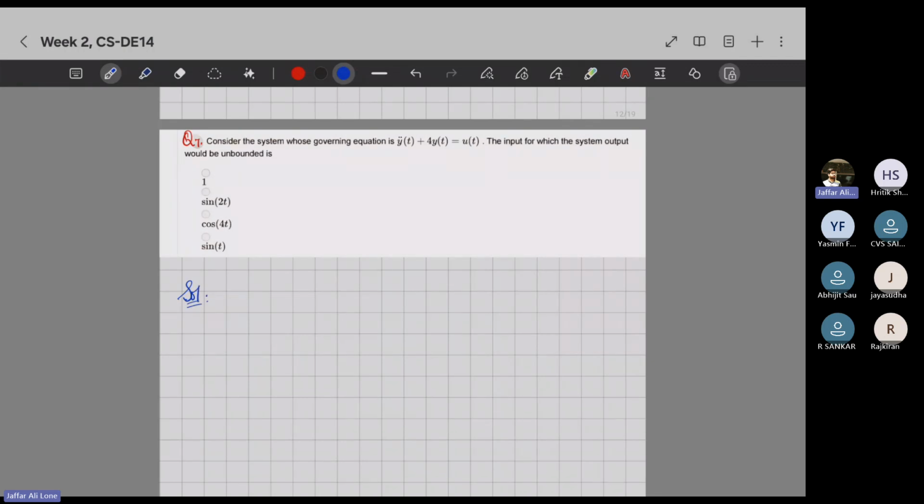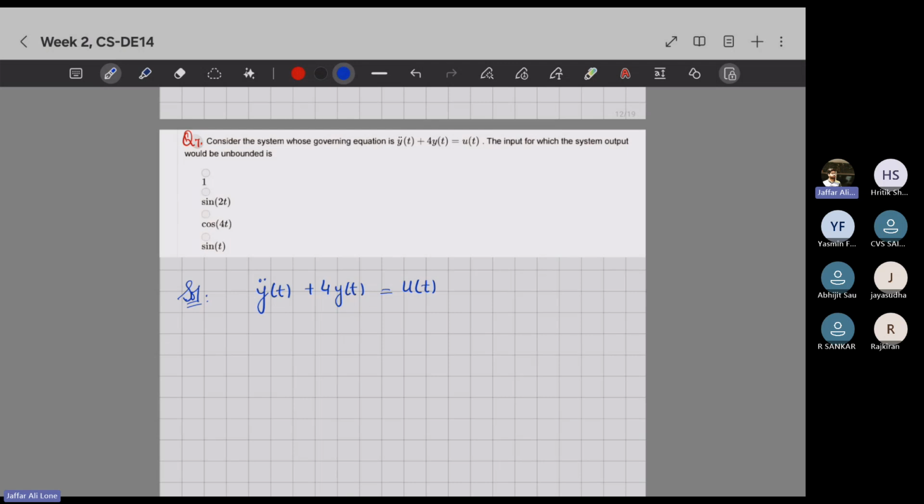Sometimes you just have to eliminate the options. That also works sometimes. But still the procedure remains the same. So you're given a differential equation y double dot plus 4y(t) equal to u(t). I told you to check the poles. For poles, you need a transfer function. To get a transfer function from the differential equation, you need the Laplace transform.